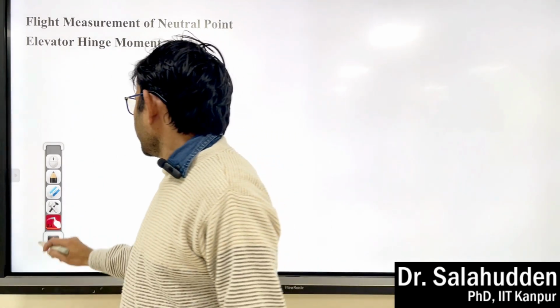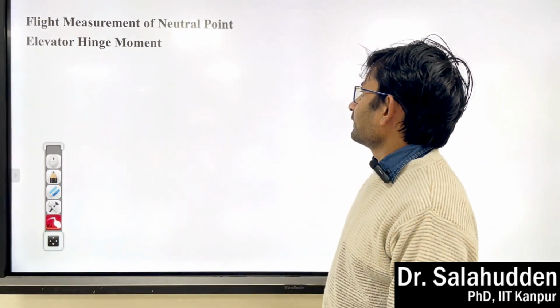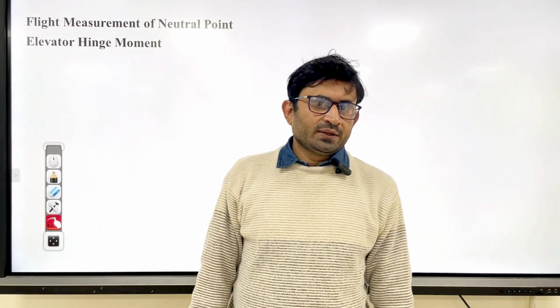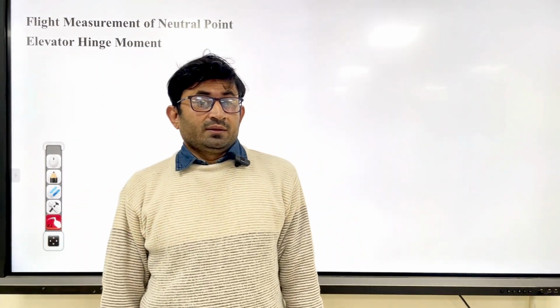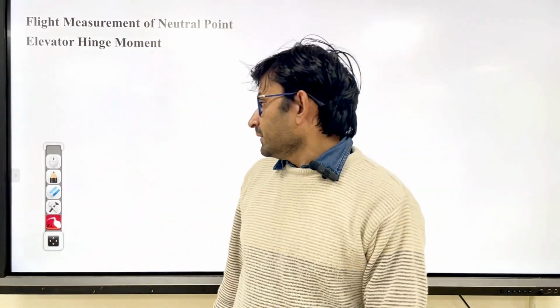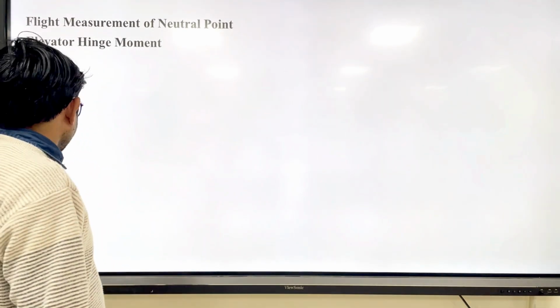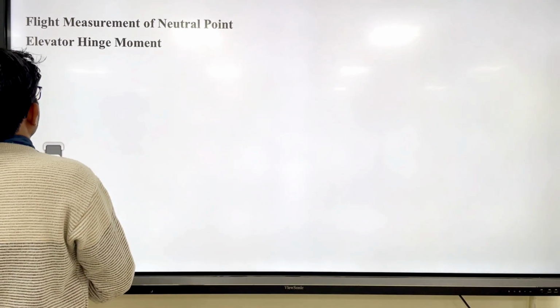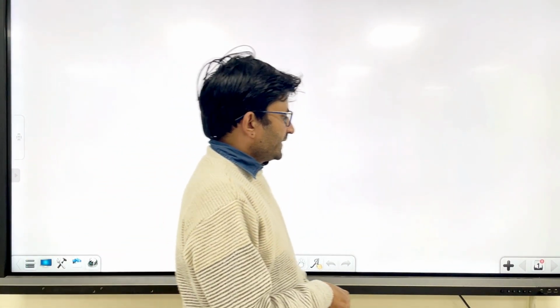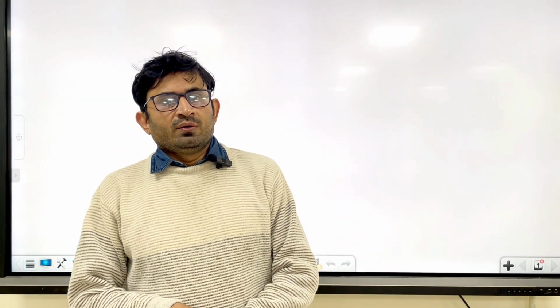Today we are going to study flight measurement of a neutral point and elevator hinge moment. We already discussed and derived the expression of a neutral point. And what do you mean by neutral point? It is that CG location where the aircraft becomes neutrally stable. So as an engineer or designer, how will you experimentally find out the neutral point?